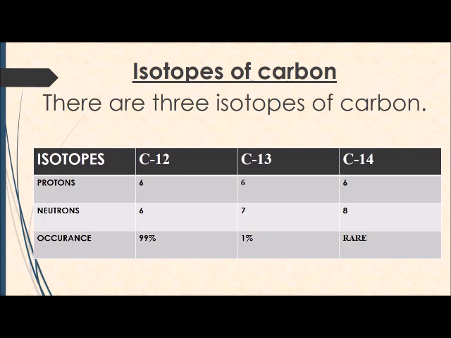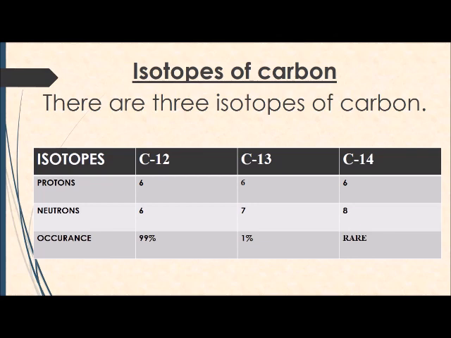There are different elements which have isotopes, like hydrogen, carbon, uranium. Here we will discuss the example of carbon. There are 3 isotopes of carbon: carbon 12, carbon 13 and carbon 14. As you can see, they have the same number of protons, 6 in carbon 12, 6 in carbon 13 and 6 in carbon 14. But their number of neutrons varies. Carbon 12 has 6 neutrons, carbon 13 has 7 neutrons and carbon 14 has 8 neutrons.